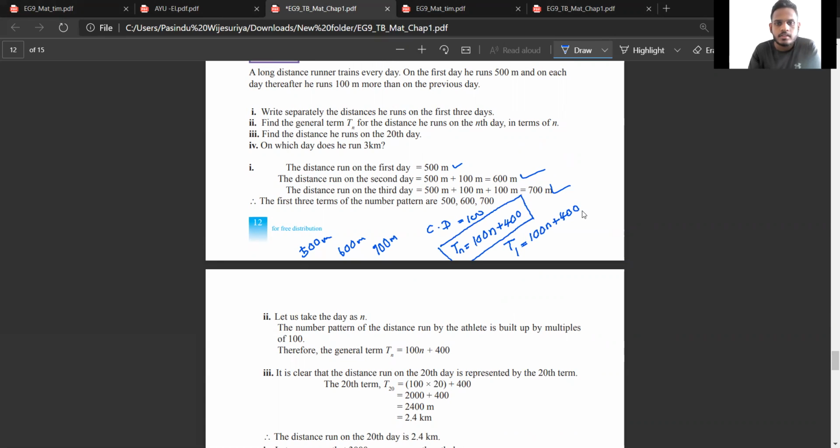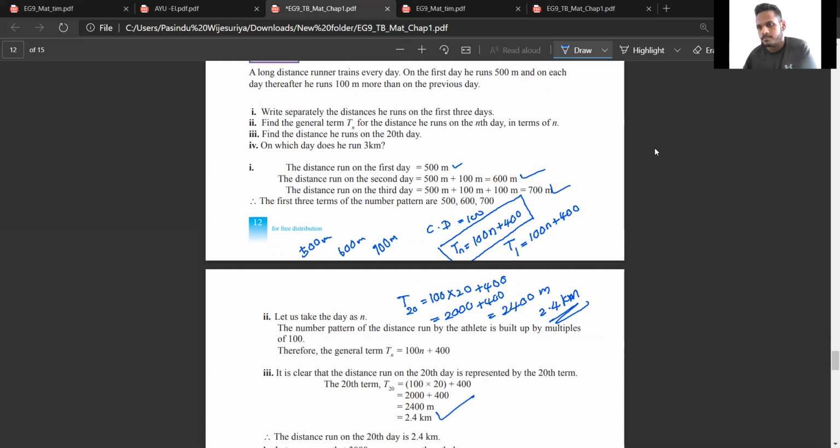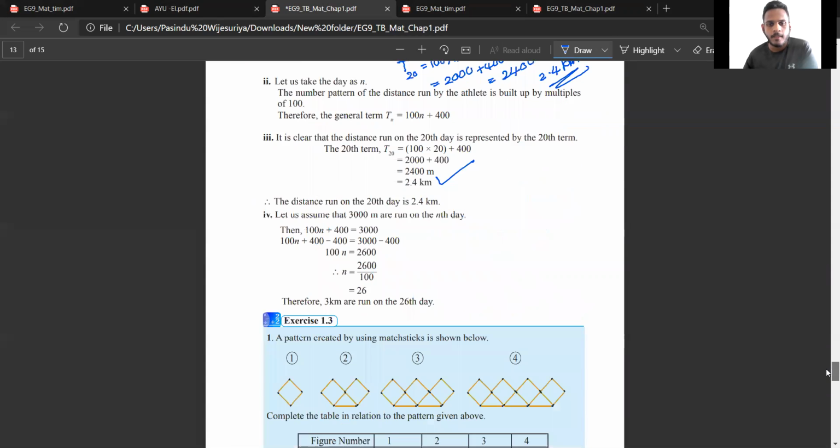Then find the distance he runs on the 20th day. T20 equals 100 into 20 plus 400. 100 into 20 is 2000, plus 400 equals 2400 meters, which is 2.4 kilometers. That's what they have calculated here. They have described it perfectly, in a very simple manner.